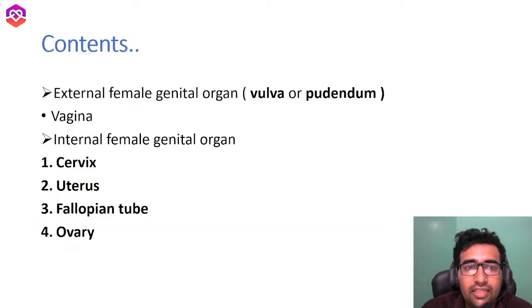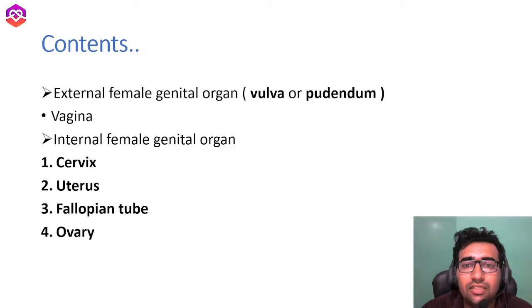Okay. The contents of this lecture include the female external genital organs, called the vulva, commonly pudendum, of which I want to describe the vagina, the entrance of the female internal genitalia. Not uterus. And the internal female genital organs include the cervix, uterus, fallopian tube, ovary, etc. I will describe everything in detail in this lecture.